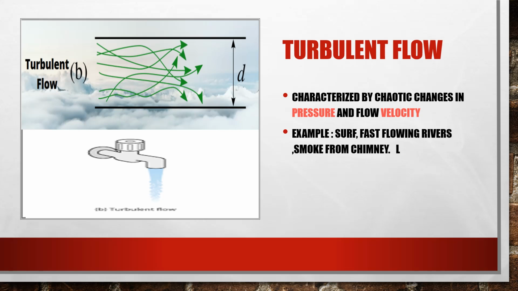Meanwhile, turbulent flow is characterized by chaotic changes in pressure and flow velocity. It is also described as a disordered fluid motion that typically occurs at high velocity and is characterized by velocity fluctuations. The flow of low viscosity fluids such as air at high velocity is typically turbulent. Surf, fast flowing rivers, and smoke from chimneys are examples of turbulent flows. Meanwhile, a flow that alternates between being laminar and turbulent can also be called transitional flow.